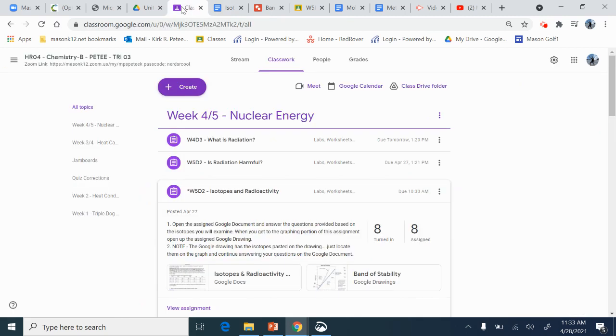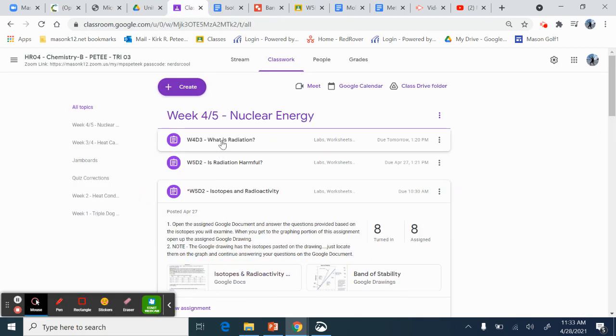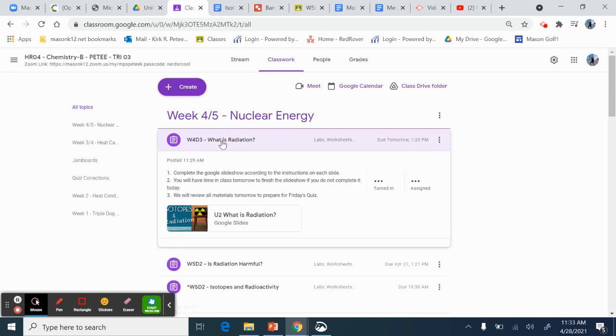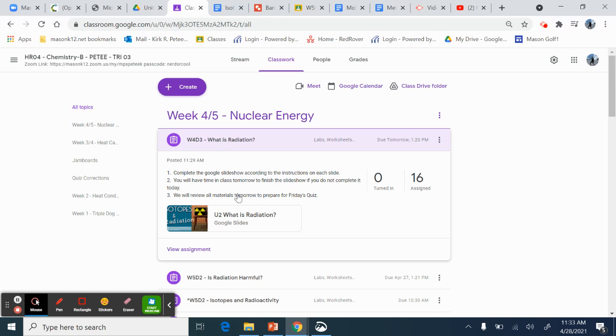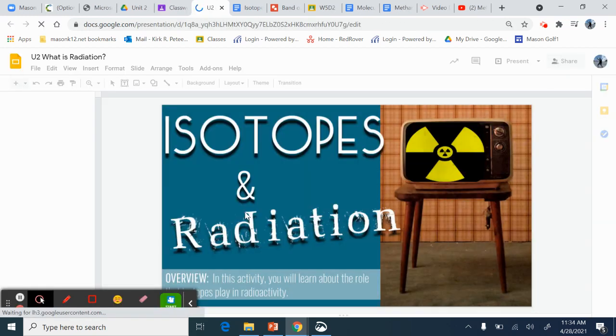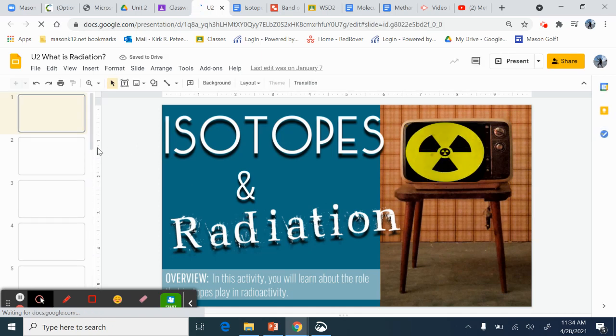All right, so for today, once you finish that, you're going to go to today's assignment, which is what is radiation? That assignment is basically a Google slideshow. It's not due until tomorrow by the end of class. You will have time tomorrow to work on it in class, but let's see how much you can get done today. And if we open that up, you're going to see quite a few slides here that have some directions on each slide for what you need to do.